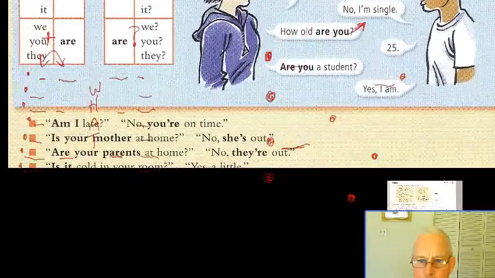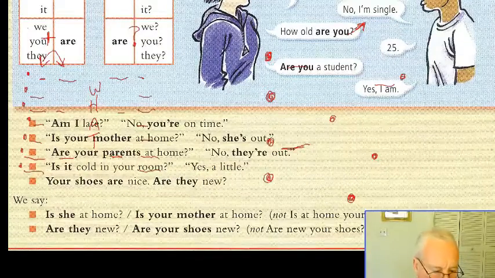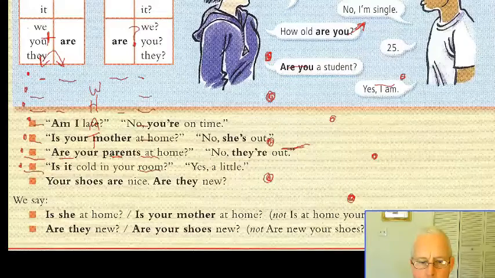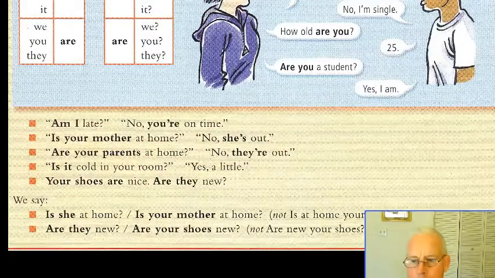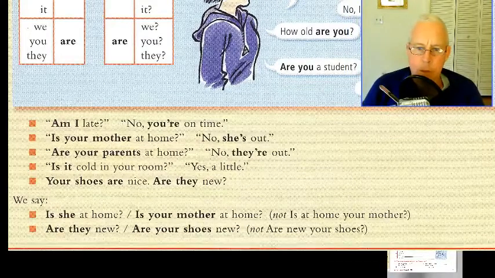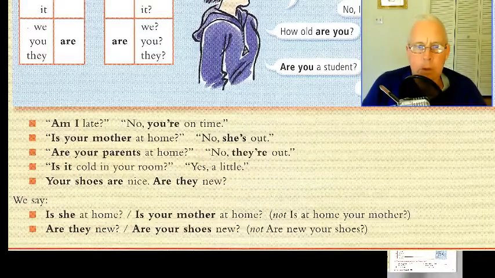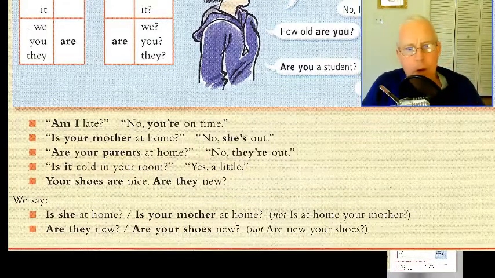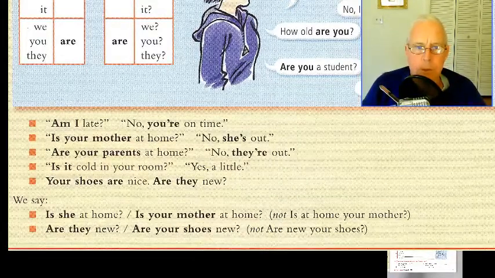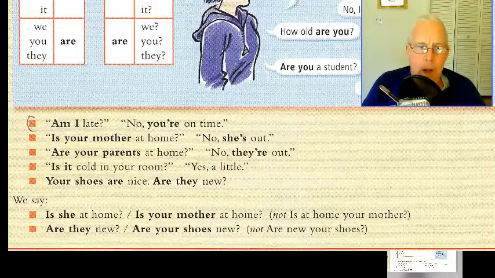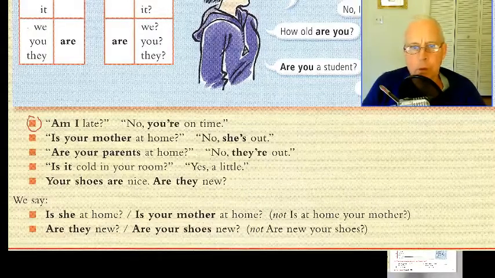So let's look at some more examples. We have lots of examples. So I'll read these to you. You can follow along. I'd recommend you read them yourselves many times. The more you say them, the better. So we have, am I late? No, you're on time. That's a yes-no structure.